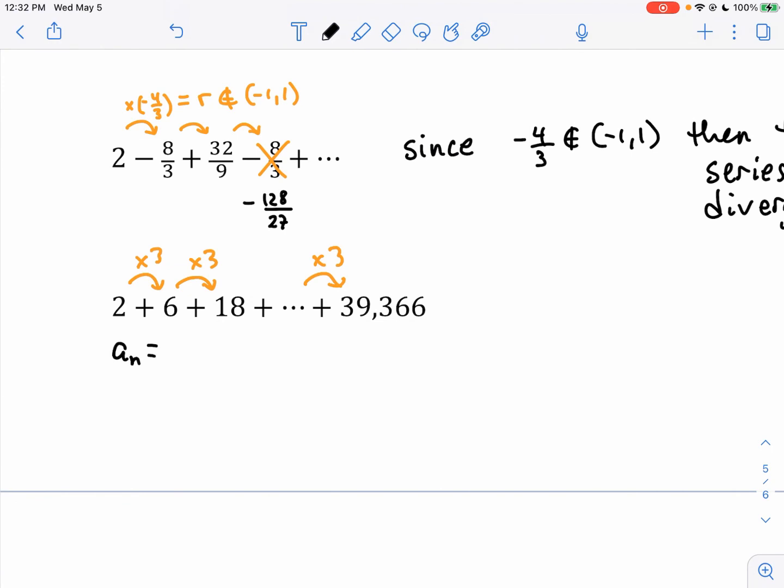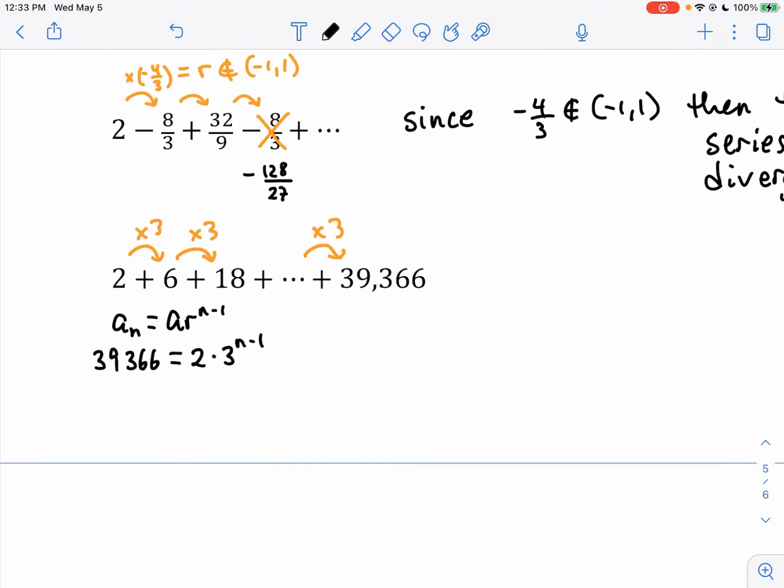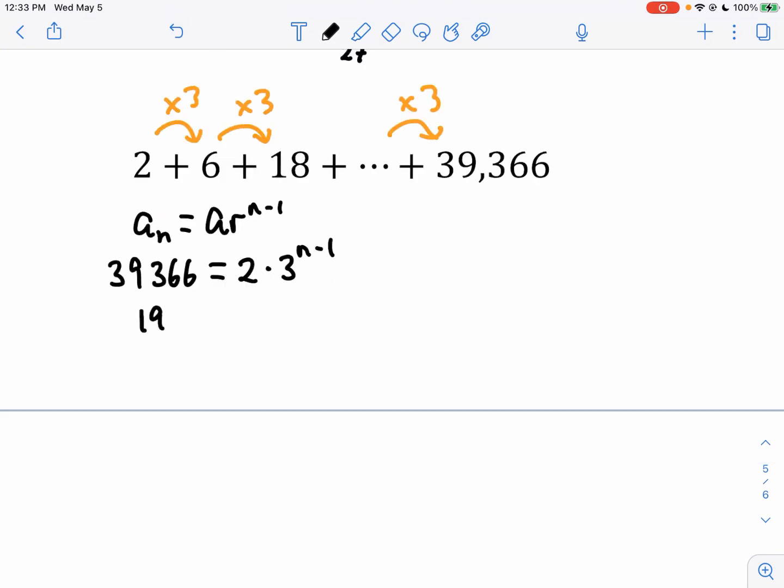a sub n is equal to a times r to the n minus 1. We know the ratio, and we know the first term is 2. And so we plug in this 39366 as the output, and we want this to be 2 times 3 to the n minus 1. And we just have to figure out what n will take care of this for us. So we're going to divide both sides by 2. 19683 is equal to 3 to the n minus 1.